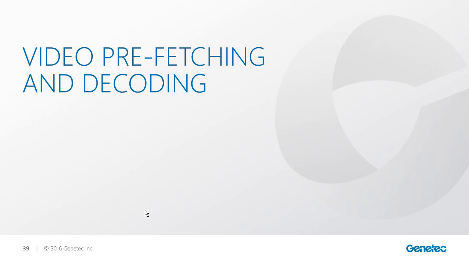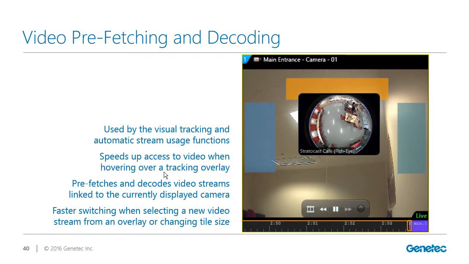Okay, moving on to another security desk feature. It's video prefetching and decoding. What this is being used by is when you're doing visual tracking and when you're doing automatic stream selection in your security desk. When you turn on visual tracking, you can see we've got 3 areas defined here. And we have these 3 areas associated with other cameras.